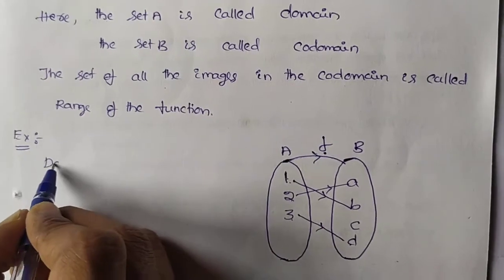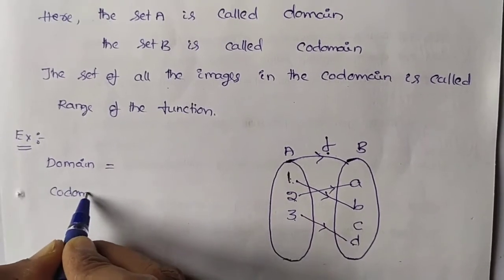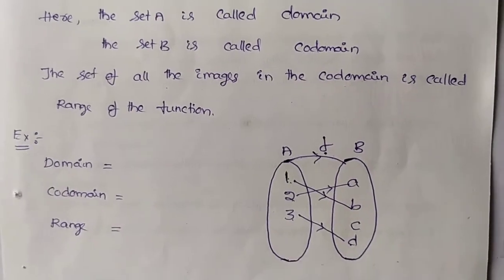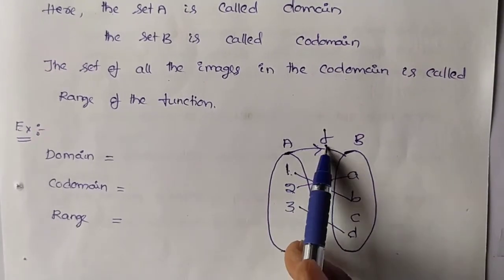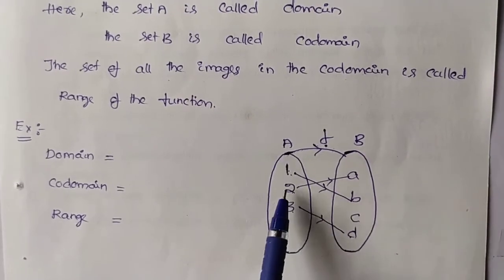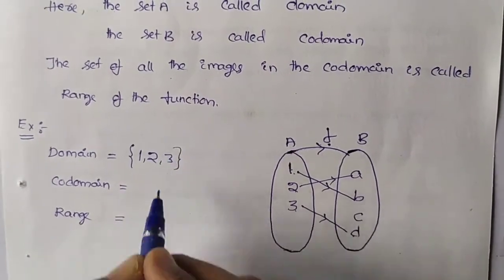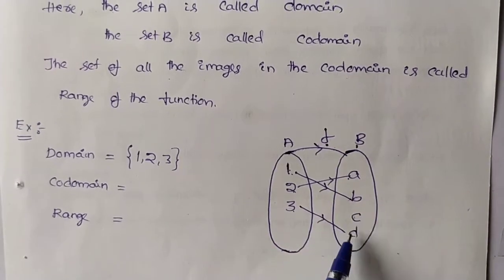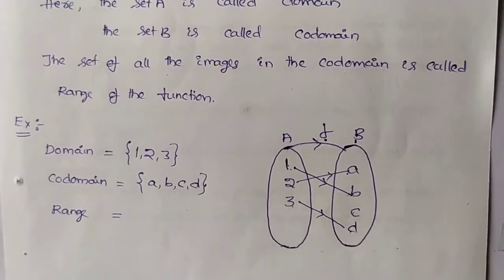Domain, codomain, range. What is the domain of this function? I already told you that if f from A to B is a function, then the set A is called domain. Set A is 1, 2, 3, so 1, 2, 3 is the domain. Codomain is what? The set B is called codomain. So a, b, c, d is the codomain.